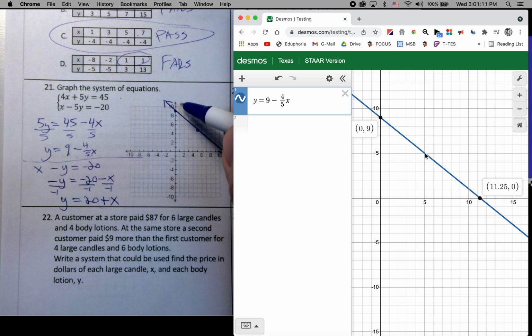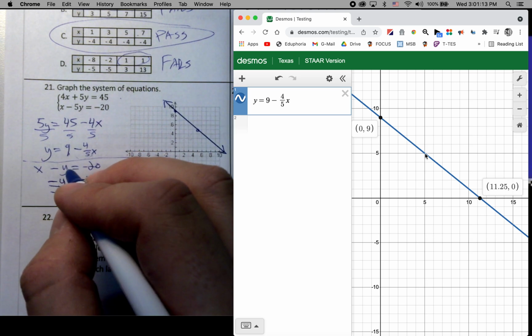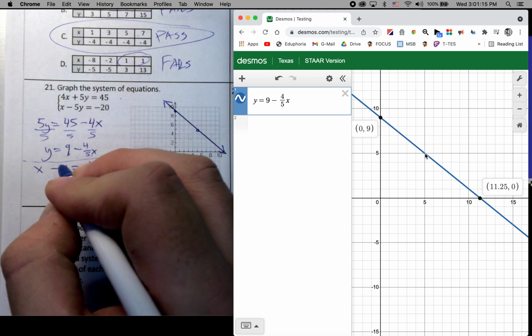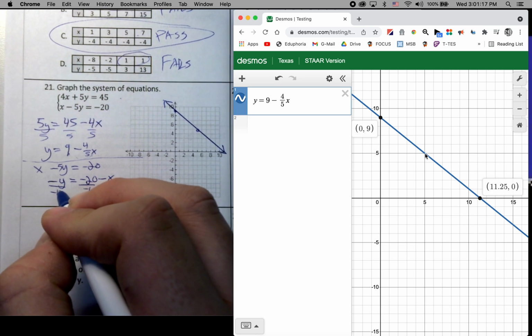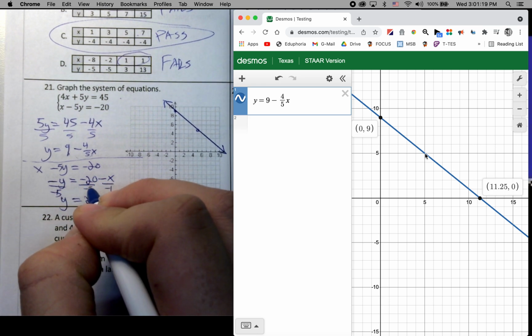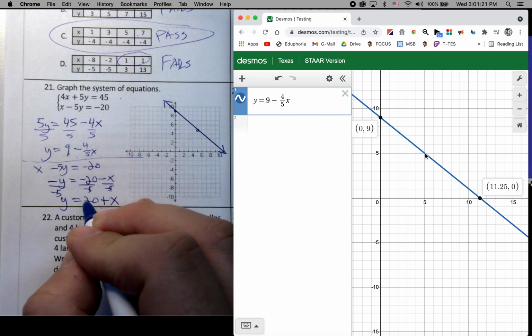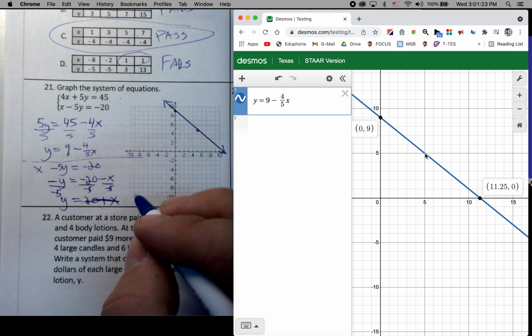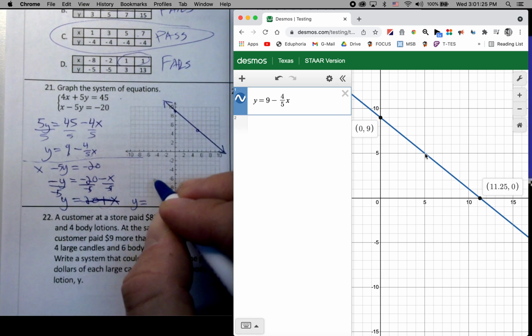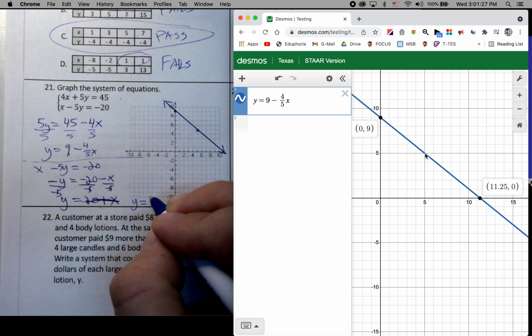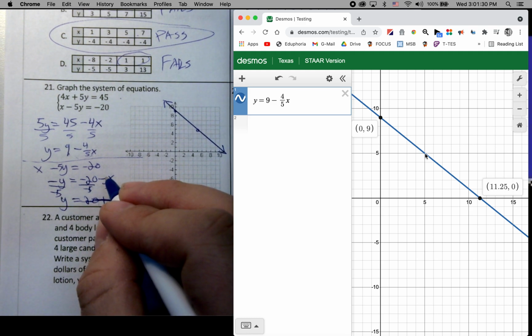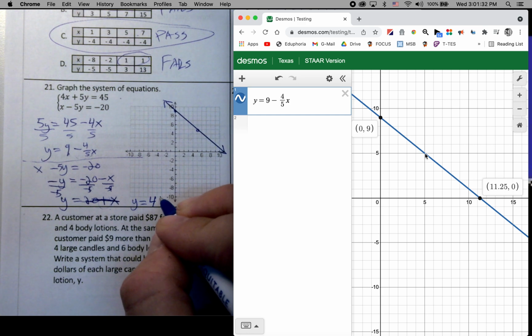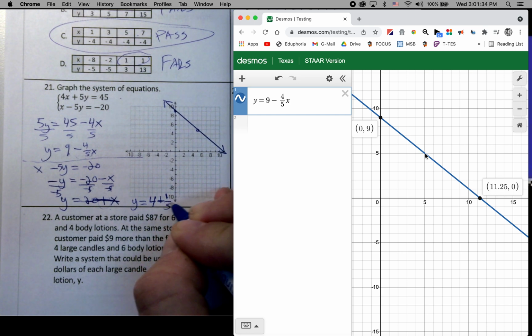Oh, wait a minute. I made a mistake. That should be minus 5. So instead of divided by negative 1, it should be negative 5. Ah, so that changes this. That's going to be y equals negative 20 divided by negative 5 is positive 4. Negative 1 divided by negative 5 is positive 1/5. That's going to be x.